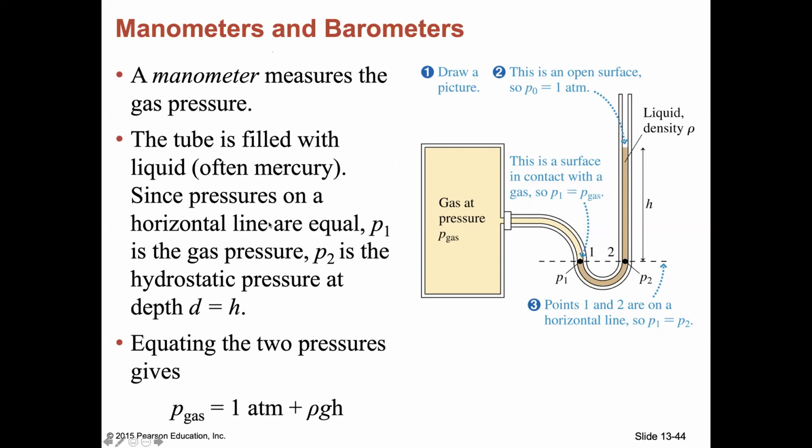Since the pressures on the same horizontal line are equal, if you check the pressure at P1 and P2, they have the same pressure because they're at the same horizontal line. And P2 can be calculated by rho gh. Rho is the density of the mercury, and h is the height of this liquid bar. Then you can calculate the pressure at P2, which is P0 plus rho gh. P0 is the atmospheric pressure, or 1 atm.